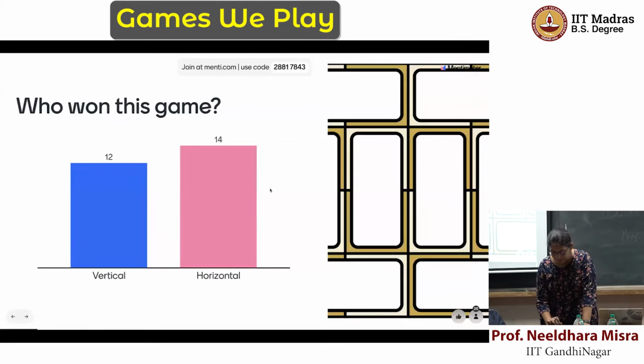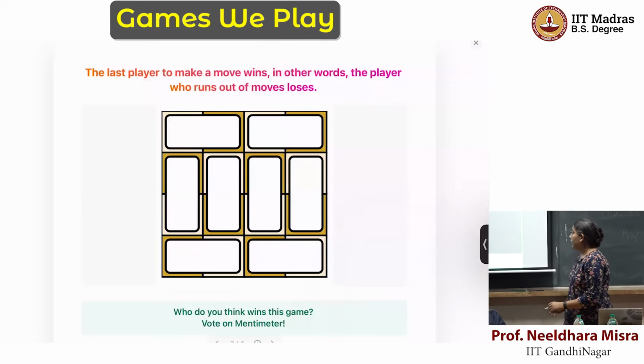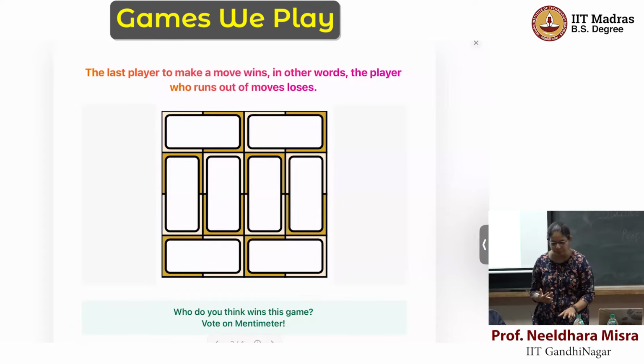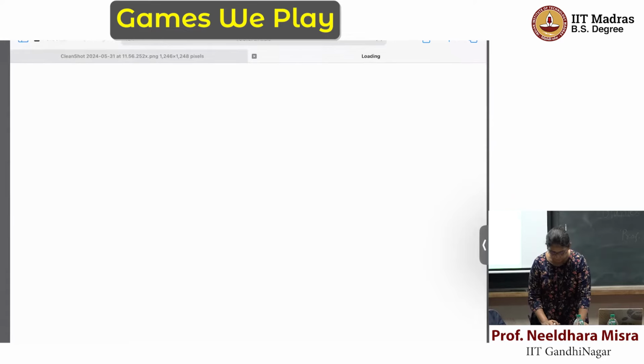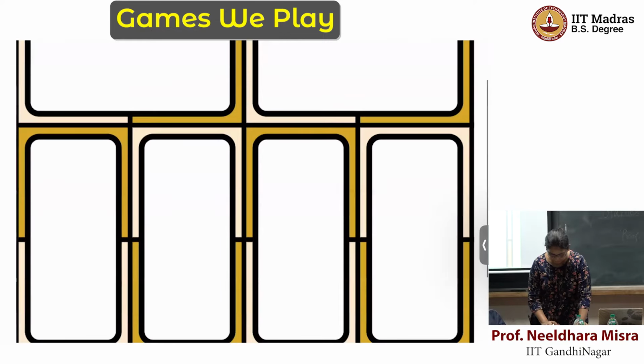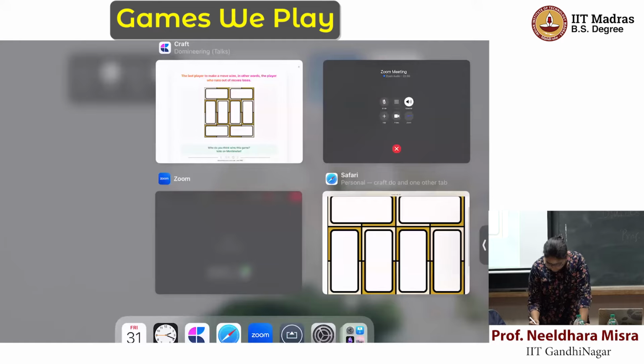Okay, so let's see if we can go back to this image here. So all the vertical blocks were played by the first player and all the horizontal blocks were played by the second player. Okay. All I care about is who got the last move, right?